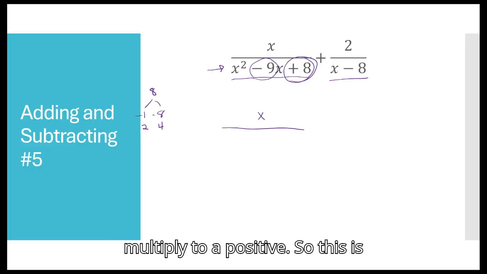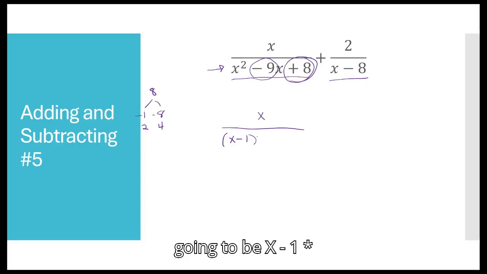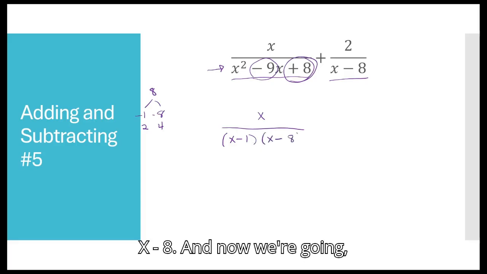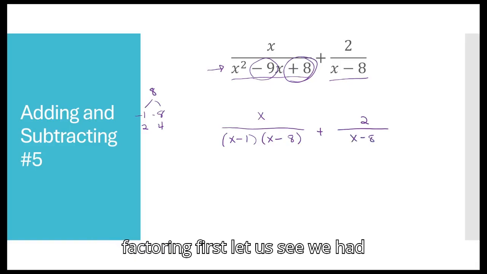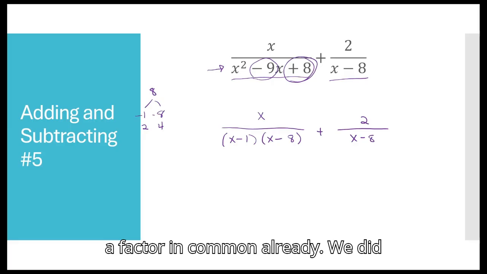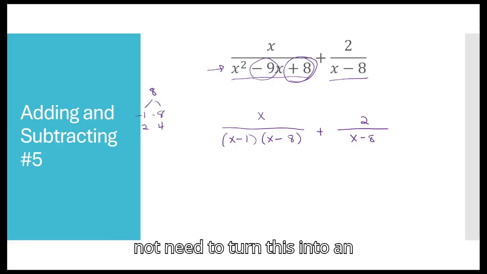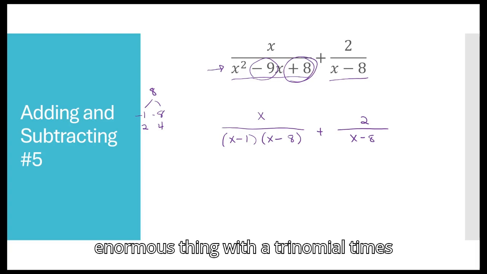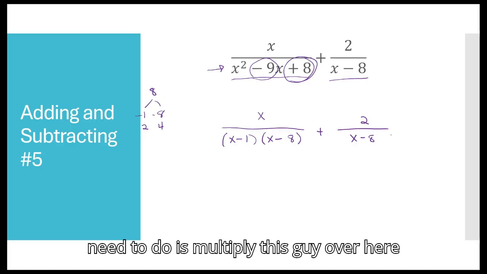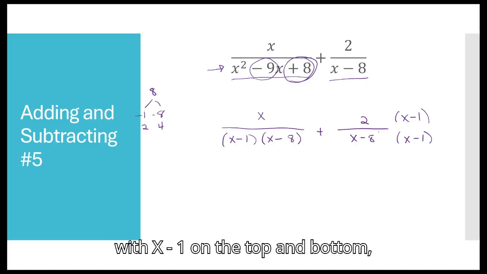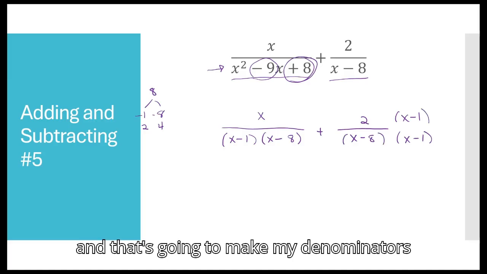So this is going to be x minus 1 times x minus 8. And now we're going, oh, thank goodness we did that. Because factoring first, let us see we had a factor in common already. We did not need to turn this into an enormous thing with trinomial times a binomial, all those many terms. All I need to do is multiply this guy over here with x minus 1 on the top and bottom, and that's going to make my denominators equal.